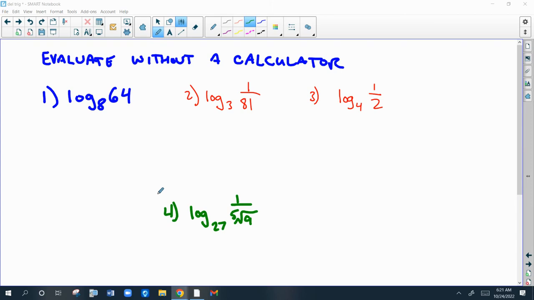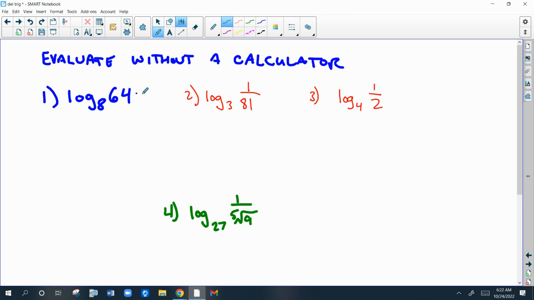We are going to evaluate these four logs without a calculator. The strategy here is to change them to exponents and use what we know about rules of exponents to do this. So the first one, log base 8 of 64.